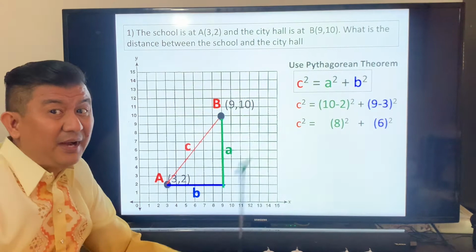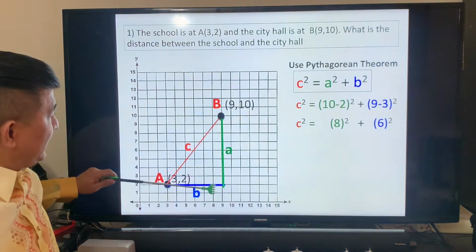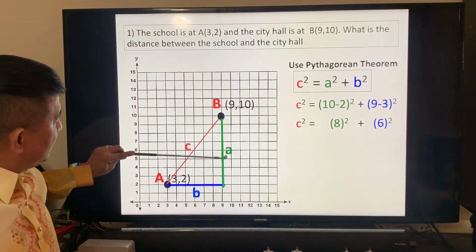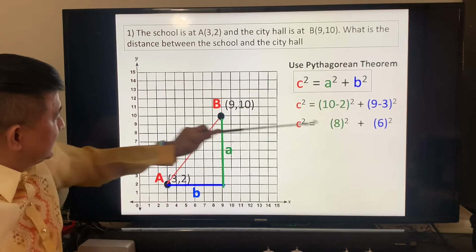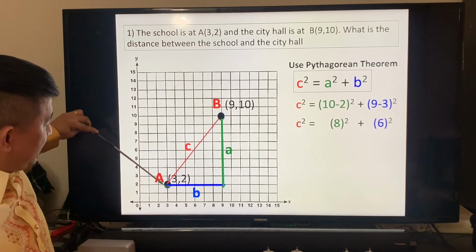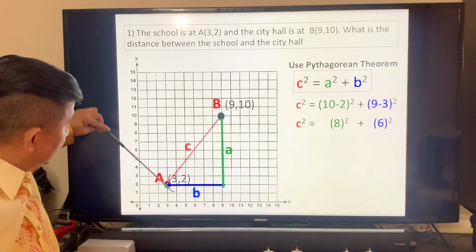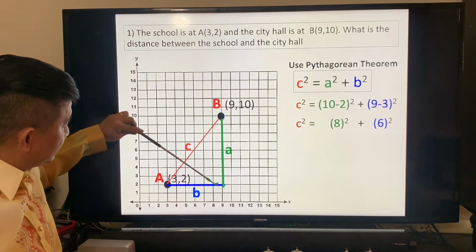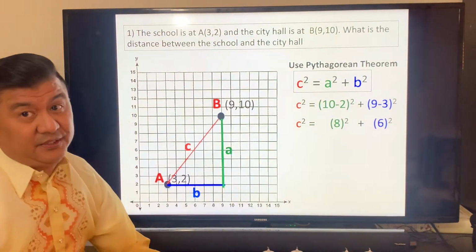But if it's a graph, you can already count it. Is it really 8? 1, 2, 3, 4, 5, 6, 7, 8. There you go. Is it really 6? Yes, you can count it. 1, 2, 3, 4, 5, 6. So you put 6 over there.